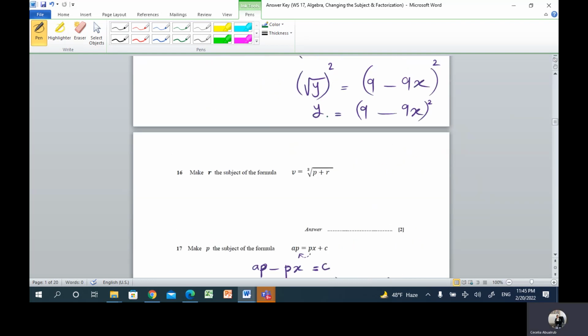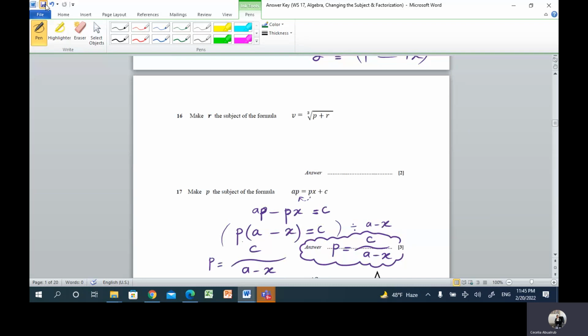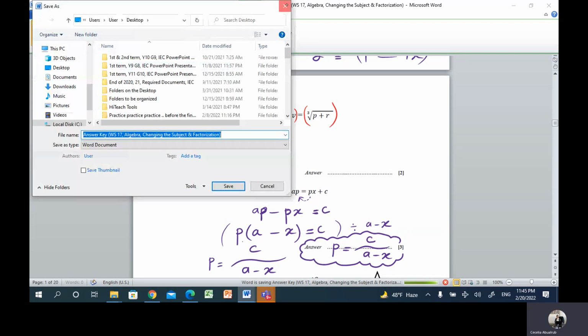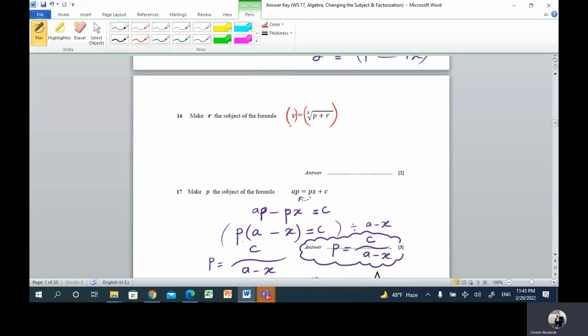Okay, and then 16, and we are changing the subject here. We need to make R the subject. So we're gonna get rid first of the cubic root. We're going to take each side to the power of 3.